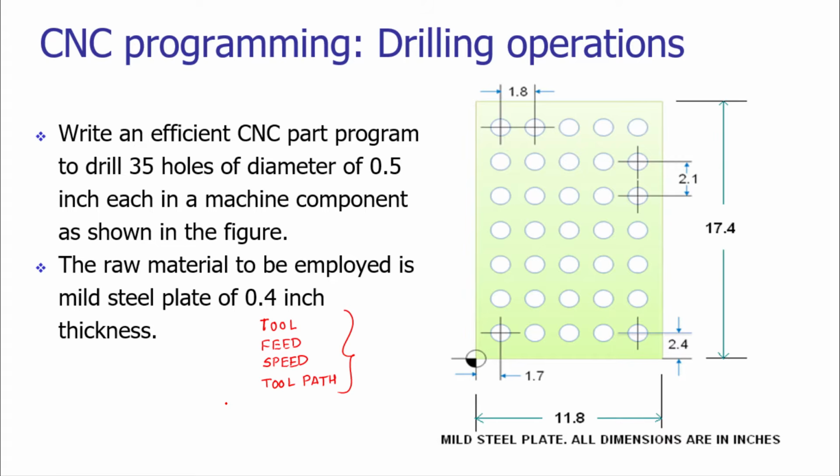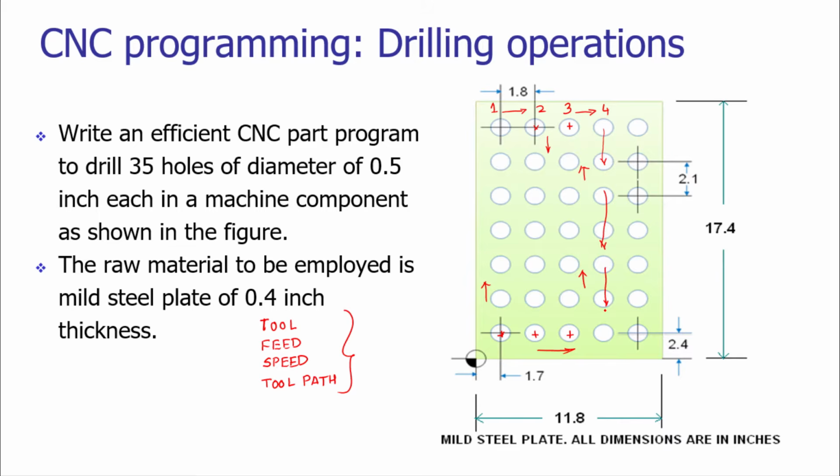So tentatively here we will decide that we will first drill this hole and then we'll move in the upward direction. After drilling this hole, we'll move to the next column, so column number 2. We will drill these holes and then we'll move in the downward direction in column 2. We'll reach here, then we will move to column number 3 and then we'll move in the upward direction in column number 3. We'll reach this point, then we'll move to column number 4, then we'll follow this path.